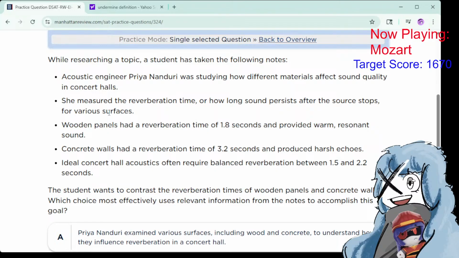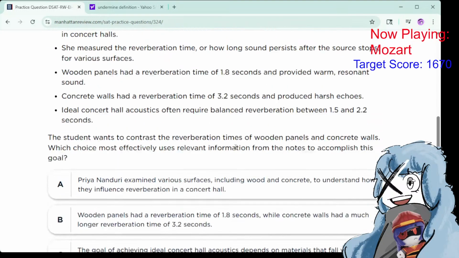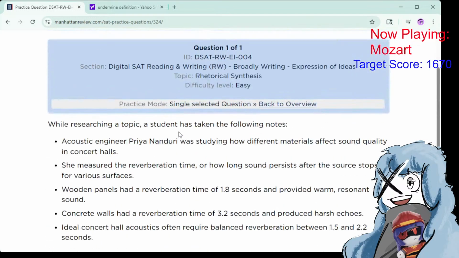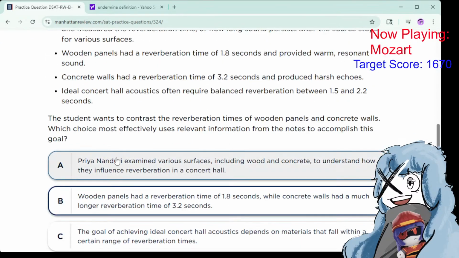Reverberation times. Acoustic engineer Pranash was studying how material affects sound quality in walls. He measured reverberation times, how long per seconds. Wood panels, reverberation 1.8 seconds, provided warm, resonant sounds. Concrete, reverberation 3.2 seconds, reduced harsh echoes. Times, versus 1.8, 3.2. One was easy, so should be B.